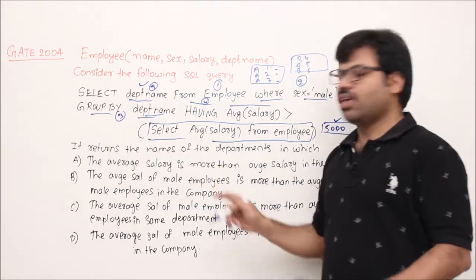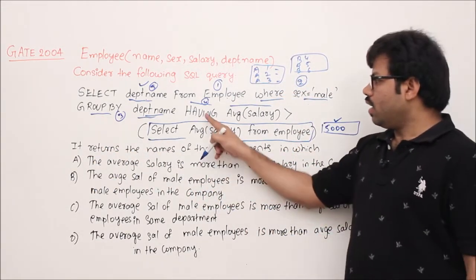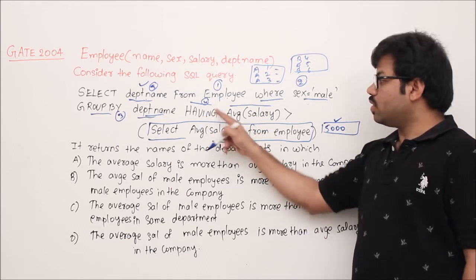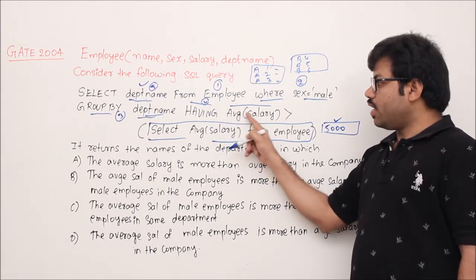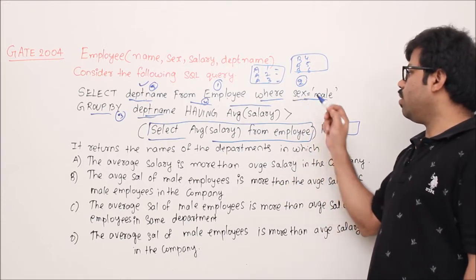Now read the question. It returns the names of the departments, yes, but what kind of departments? Only those having a higher average salary. See here, only the average salary of the male employees in the department. Why? Because already we are taking only male employees, correct?